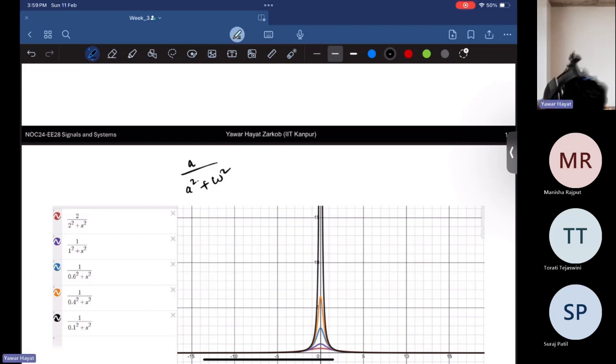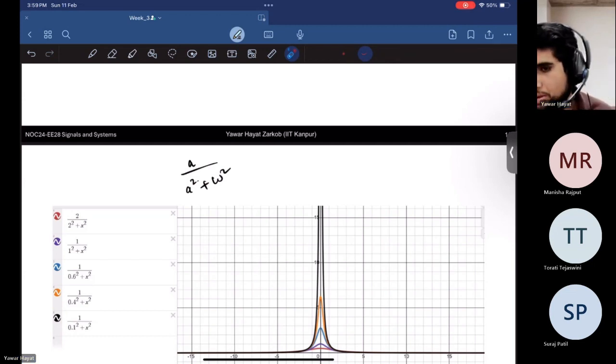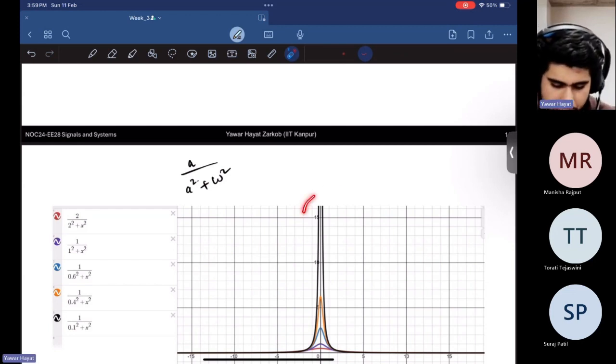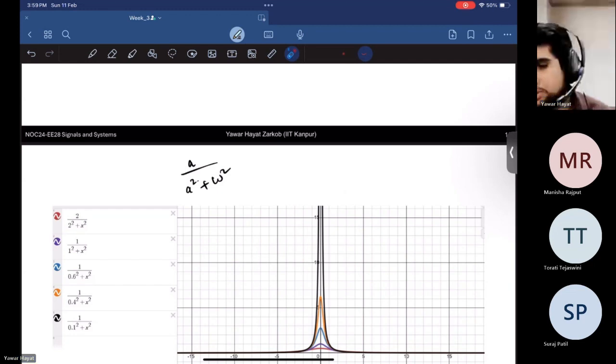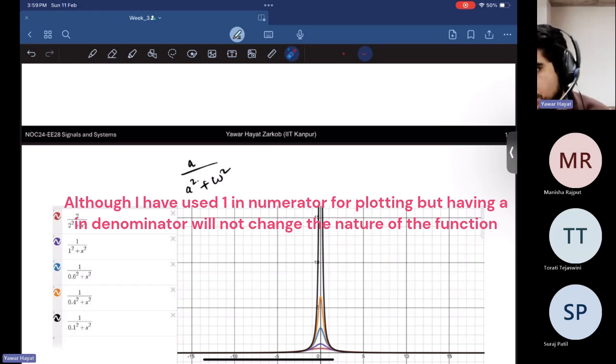But note when a becomes smaller and smaller, you can see that this approaches a function that you kind of remember, right? What is this function? At least the black curve. What does this approach to? Suppose now I even reduce the value of a. Can you guys see what should be the limiting value of this?